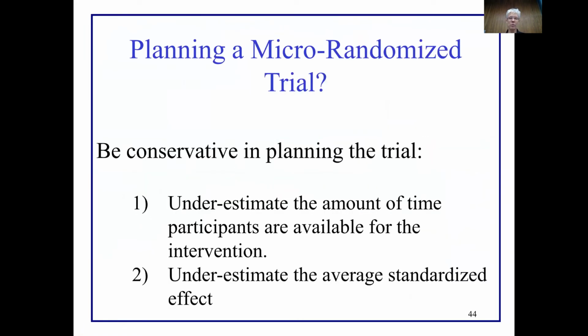So I just want to have some warnings here. If you go to plan a micro-randomized trial, you really want to be conservative. When you size a study and determine the number of participants, underestimate the amount of time people are going to be available, like we did. We thought 70% or 50%; in actuality, it was 80%. And as always, you underestimate the average standardized effect size. If you overestimate either one of these, you're not going to recruit enough participants, and your power won't be what you want it to be.